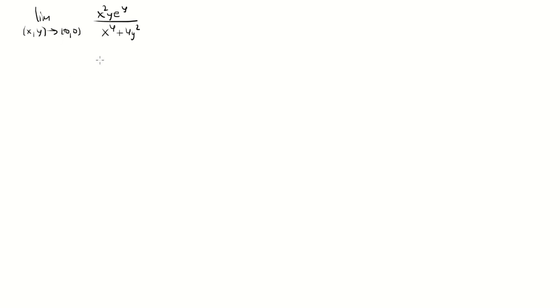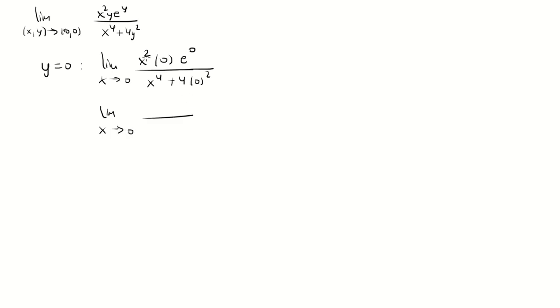So let's first consider the behavior of the function along the path y equals 0. So we have the limit as x approaches 0, and then just replace every y with 0. On the top, x squared times 0 is 0, and then e to the 0 is 1. So 0 times 1 is just 0. And that's going to be over x to the fourth, which 0 over x to the fourth is just 0. So the limit along the path y equals 0 is 0.